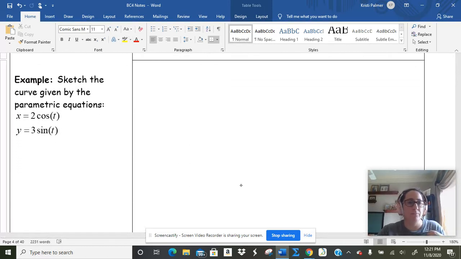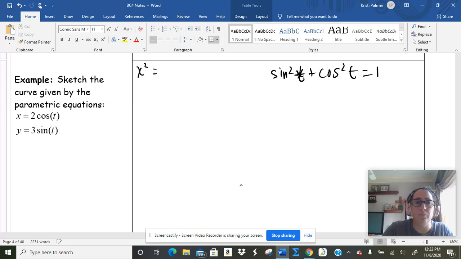Okay, so let's look at this one. Here I see sines and cosines, so I know that I need to get into sine squared t plus cosine squared t equals 1. So I'm going to square my x, and I'm going to square my y.